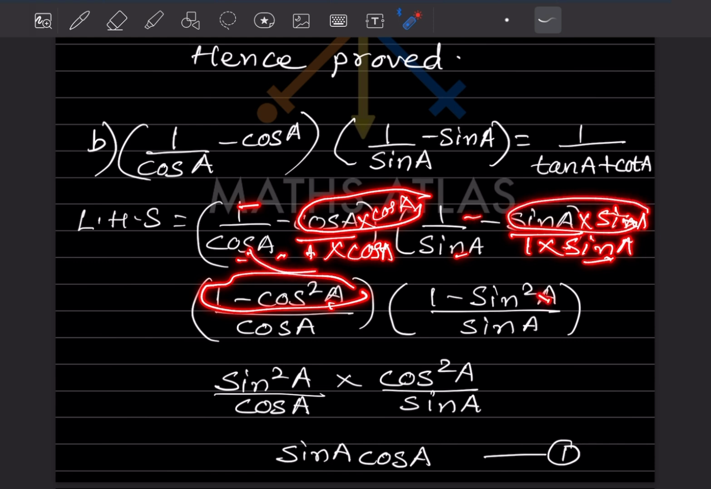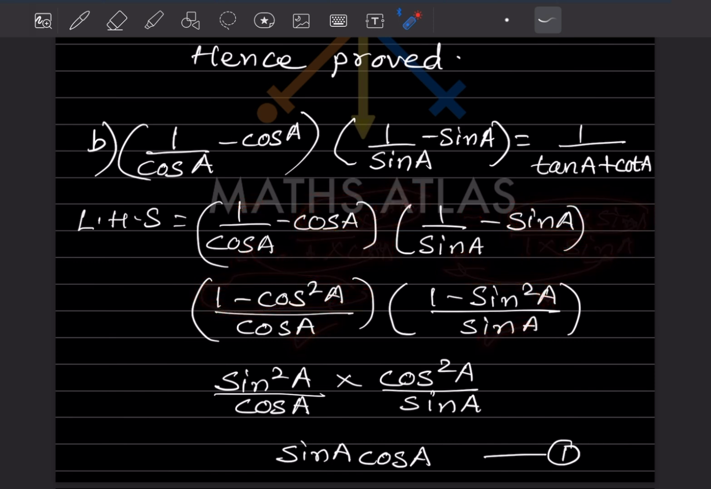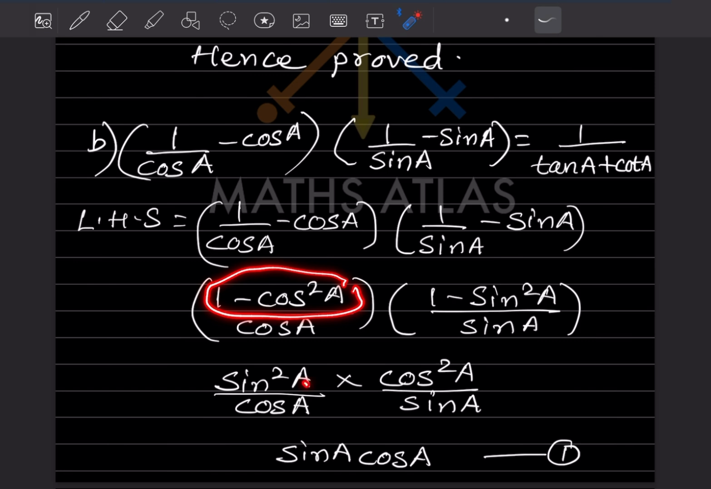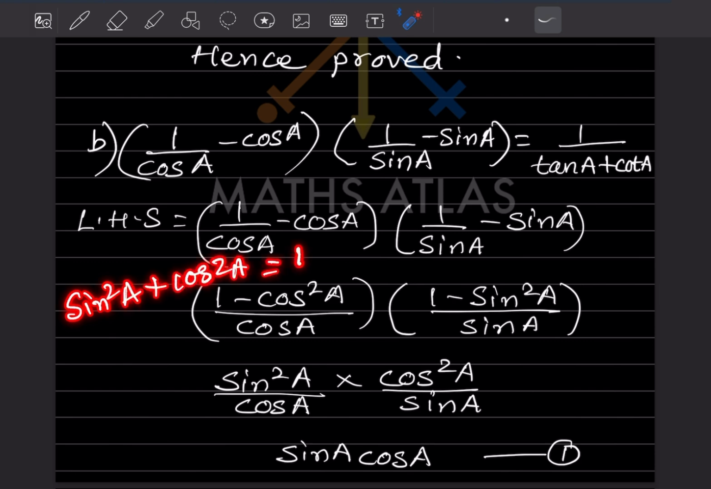And here what we can see, the denominator is cos a and here the denominator is sin a. Hope this step is clear. And now you know 1 minus cos square a is sin square a, because you know the first identity. I'll just do it here again. Sin square a plus cos square a is equal to 1. So if we take sin square a is equal to 1 plus cos square a on the right hand side, if cos square a goes to the other side, that is going to be minus cos square a.